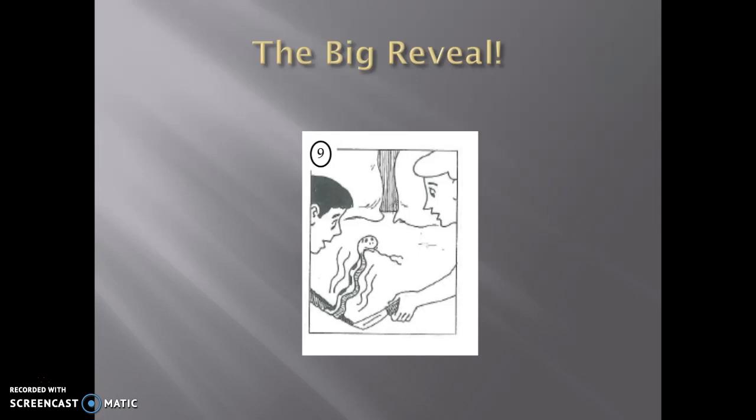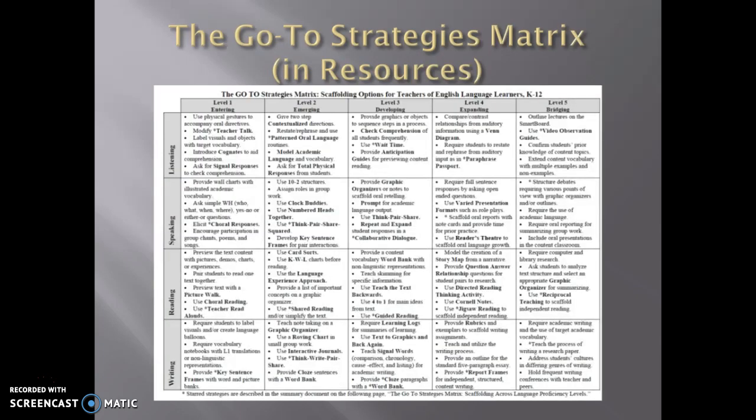So by scaffolding this, they got lots of times to hear the story. By the time they read it, they went into that reading with a lot of comprehension. In D2L, in the resources folder, there is this resource, the Go-To Strategies Matrix, with ideas on scaffolding all 4 language skills. It's a big document, but look for this matrix. There are actually some really good ideas there.